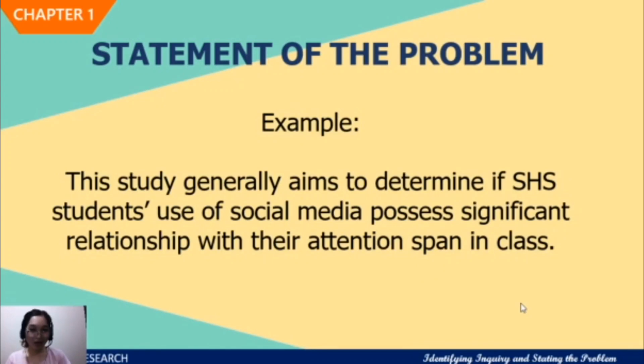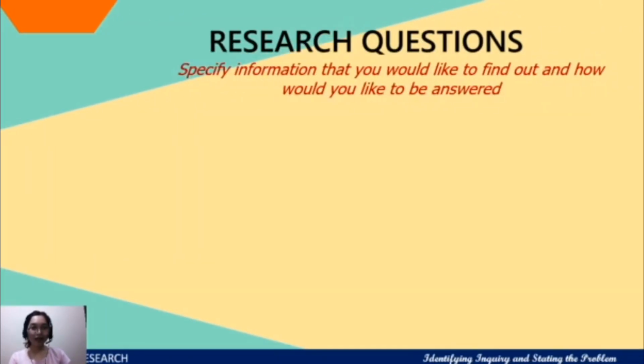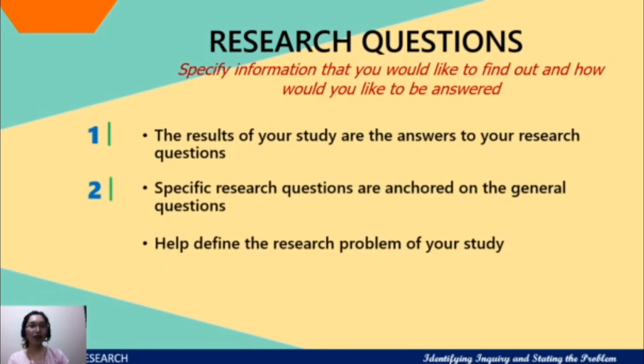So, as you can see, one sentence lang, very brief and concise, that you state on why did you choose that study, what is your purpose, what is your goal. Yan, dapat nasasagot yan sa statement of the problem. Okay? And now, let us go to the research questions. So, research question, specify information that you would like to find out and how would you like to be answered.